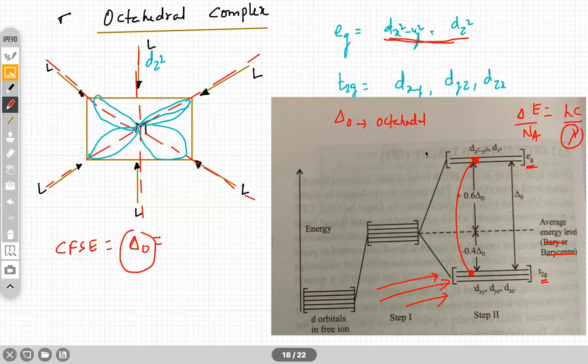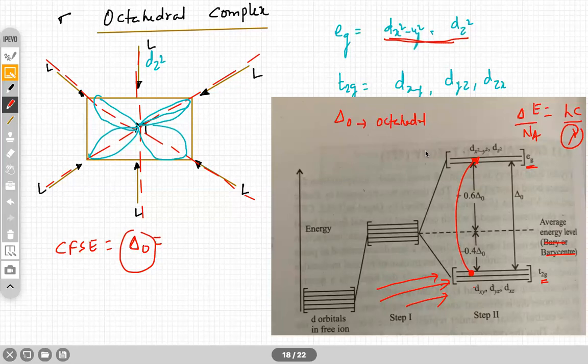But CFSE is not delta O, right? CFSE is the energy associated with the distribution of electrons, because of the x and y values. Oh, at that time I said CFSE; no, it's not. It's delta O, actually. The energy gap is delta O. CFSE is the energy associated with when you distribute electrons in different orbitals. In that case, there will be some exchange in energy. That is CFSE.